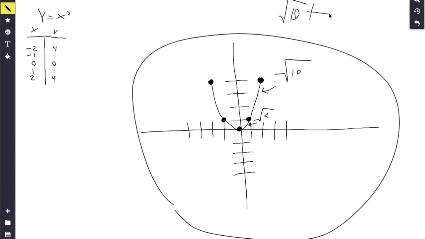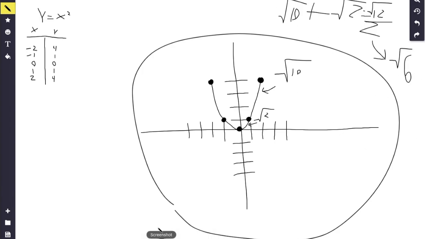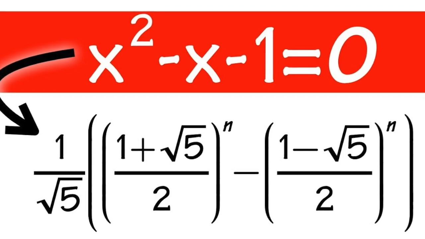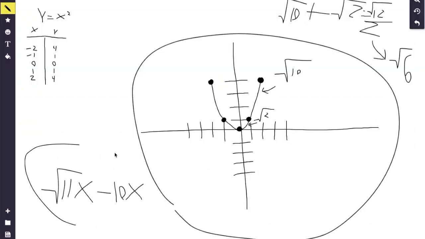Now we will take the average of these two diagonals because the diagonal is the exact same length as the curve. Root 10 plus root 2 equals root 12 and divided by 2 is root 6. We have successfully found the average of these two distances. Hooray! Now there is a complex equation that I won't bore you with the details of, but the answer is root 11x minus 10x. If we replace the x's with the degree sign, then we get the exact formula we need to find the curve.